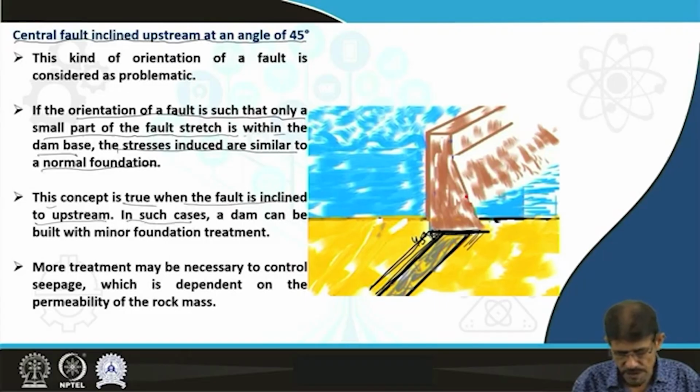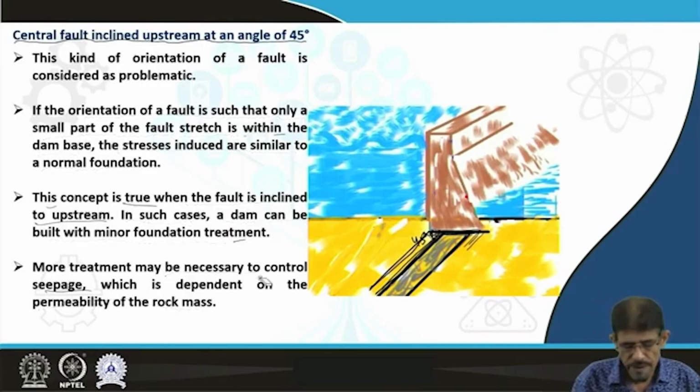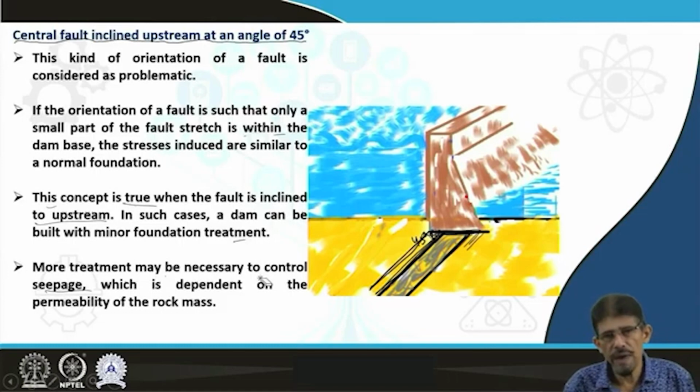In such cases, a dam can be built with minor foundation treatment, and more treatment may be necessary to control seepage, which is dependent on the permeability of the rock mass caused by the presence of this type of fault located upstream at an inclined position.